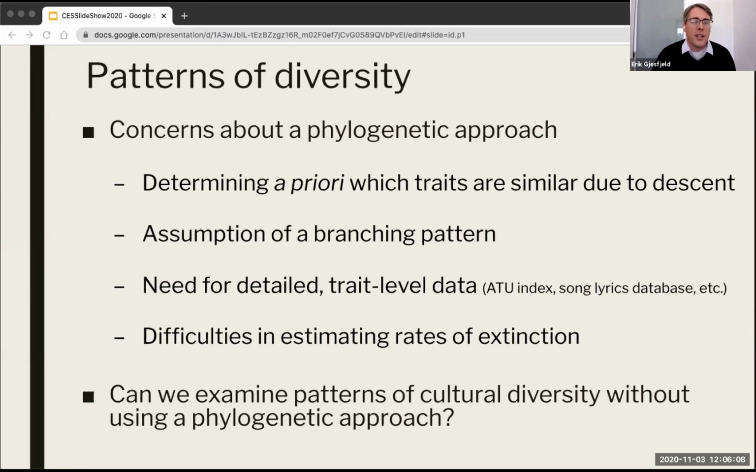We also know that phylogenies have challenges in estimating rates of extinction. And this might be quite an important deficiency in that those periods of cultural loss, where we're seeing diversity really decrease significantly, may be some of the points in time that we're most interested in studying. So that's a long-winded way to get at the question that we originally started with when we started this research project: can we examine patterns of cultural diversity without using a phylogenetic approach?